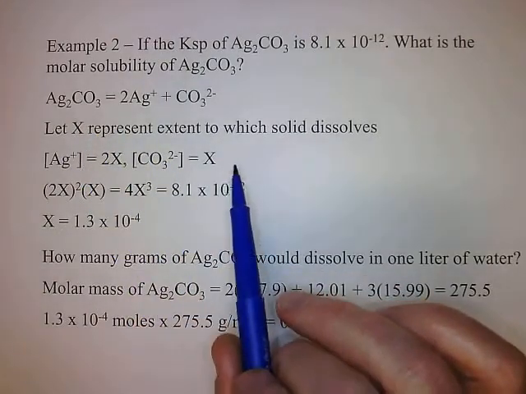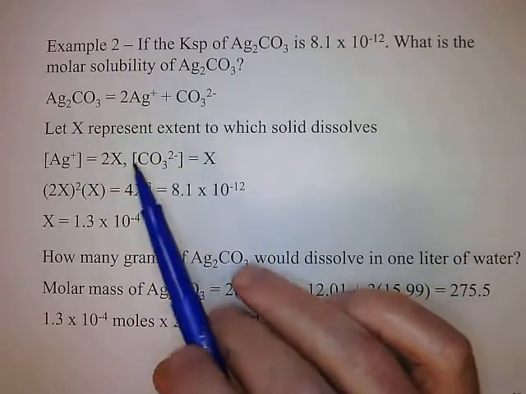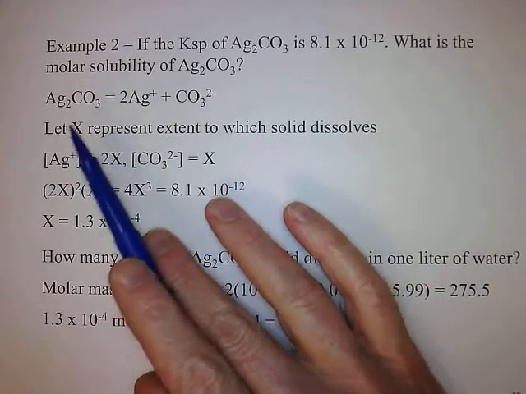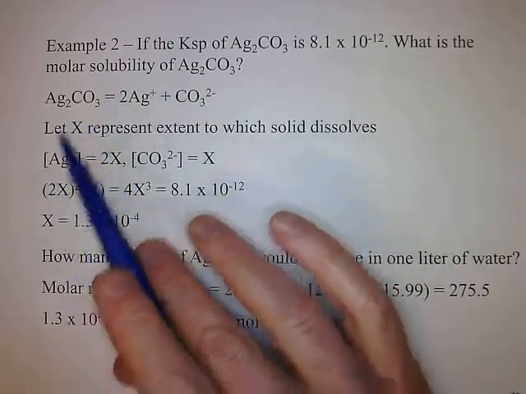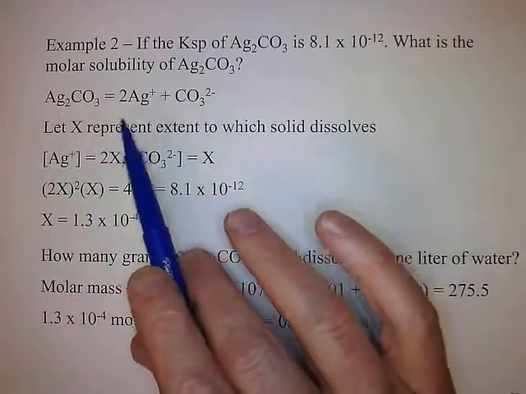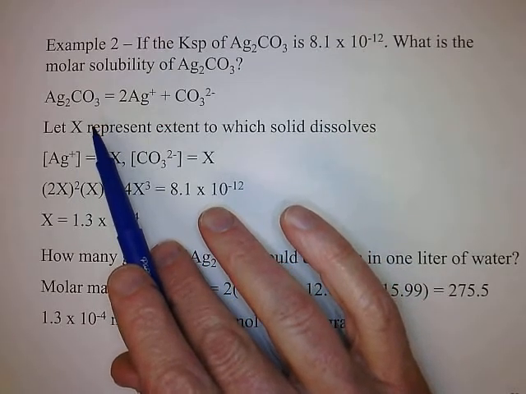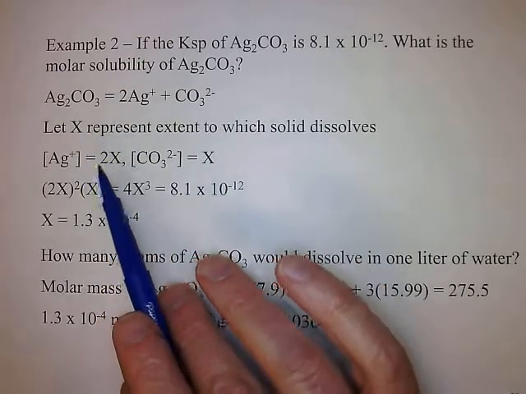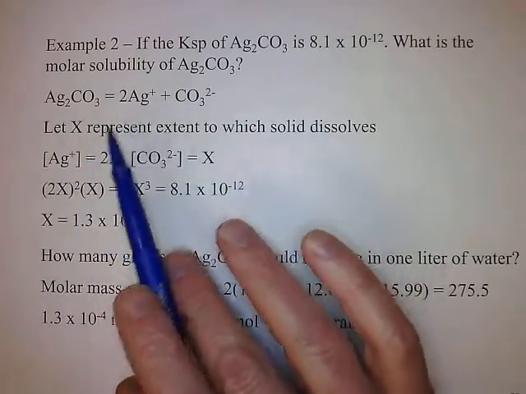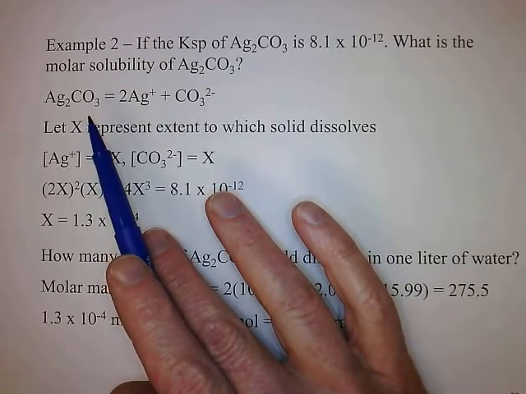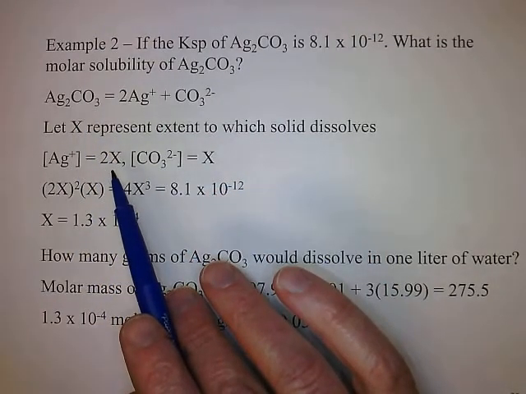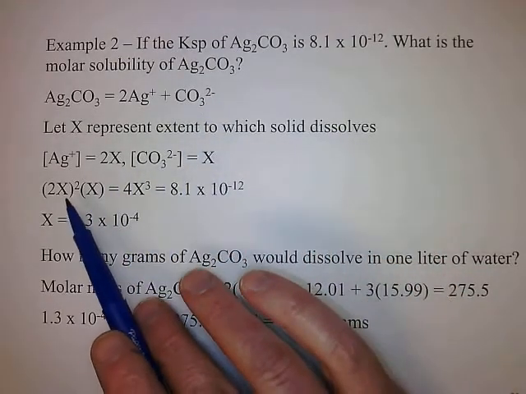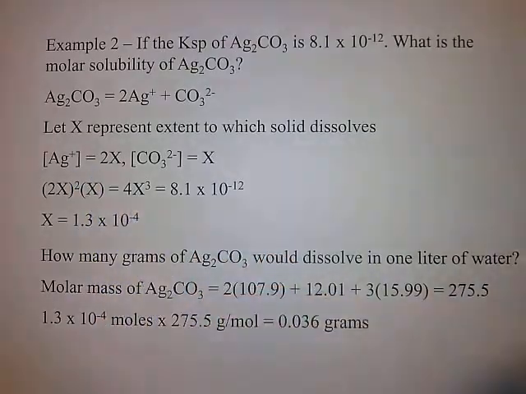So we'll let X represent the extent to which the solid dissolves, right? So if X moles of this dissolve up. Remember, this is a 2-to-1. It's not a 1-to-1 salt. It's a 2-to-1, okay? So if X moles of the silver carbonate dissolves, we'll get 2X moles of the silver and X moles carbonate. But then we have to square the silver because your coefficients become exponents.